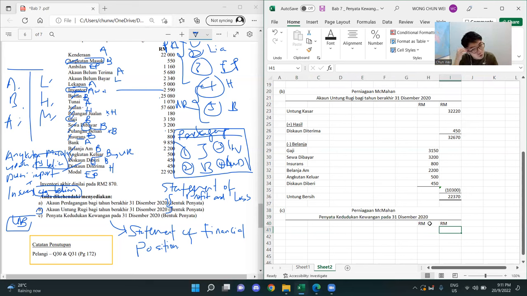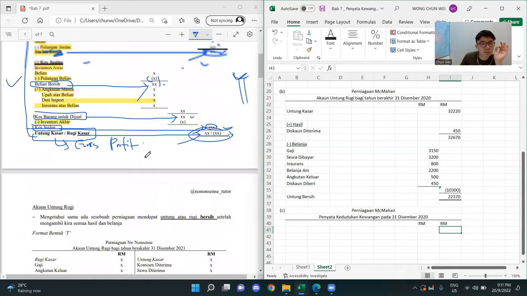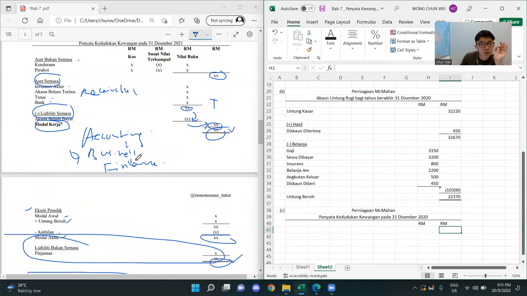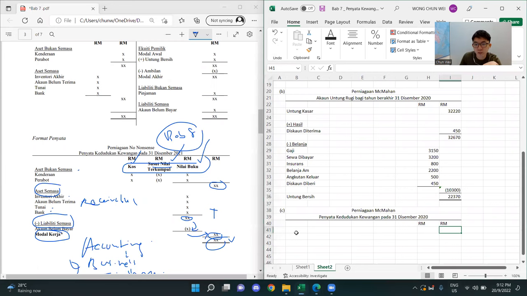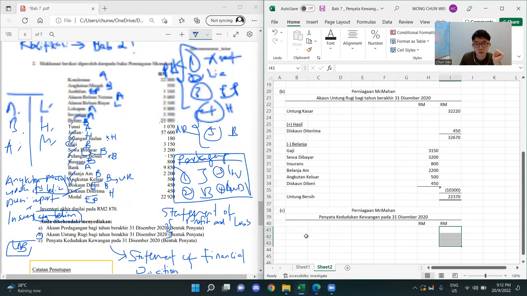Okay, so here what I'm going to do is I will use a simple format for PKK. So if you look at the format that I give you here for PKK, you actually see three things on top here, which is the kos, susut nilai terkumpul, and nilai buku. But these are the three things that we haven't learned yet for Form 4. Okay, so you will learn this in bab 8 later. So you will learn about susut nilai. So after you learn about susut nilai and you do PKK, then you need to do in this form, or you have to add these three things in. But for now, because we belum lagi belajar tentang susut nilai, so we can abaikan this thing, and just one column so that's okay. You don't need to break down to 1, 2, 3 and then here. Just one. Okay, you get what I mean later. Okay, so now aset bukan semasa.